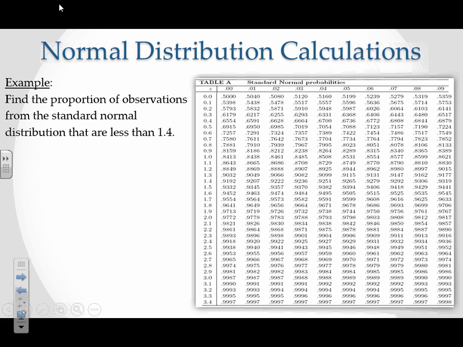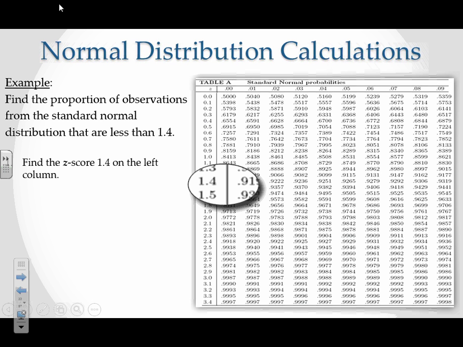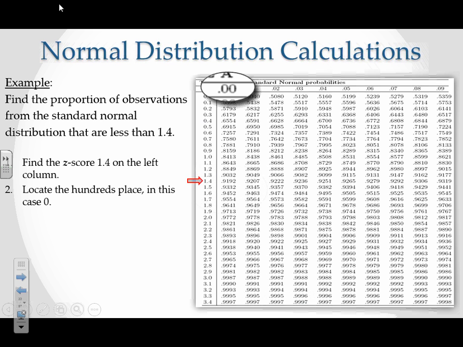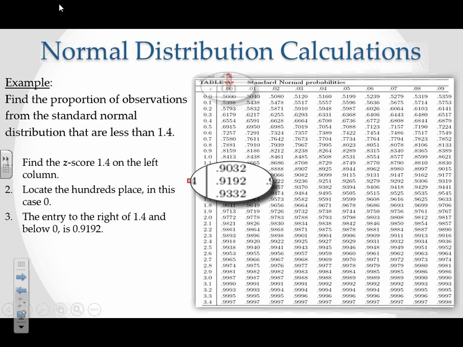So on your table, make sure you're on the positive side. I want everyone going through this process right now. So on the positive side, find your 1.4 on the left column. Since there's not a hundredths place, what value are we going to be using there? 0. So if they don't report a second decimal, we're going to assume it's 0. So we're looking for 1.4, 0. Then we look in the top row at our 0 and make sure we follow it down. So where the 1.4 and the 0 come down and meet, we get a proportion of what? What's the 4-digit number?